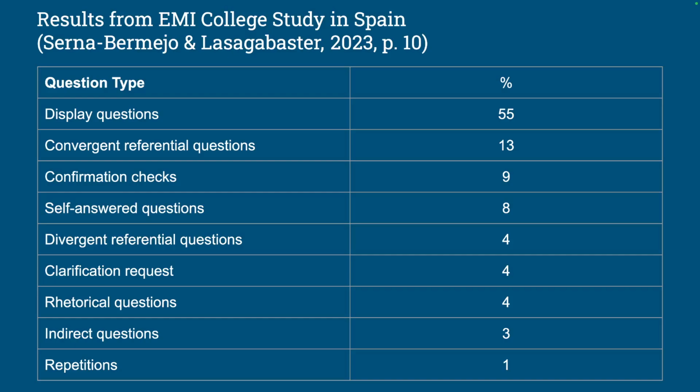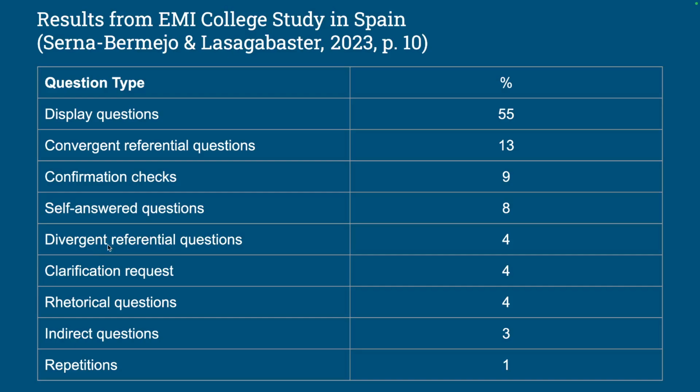So you can see here, we've got display questions, 55%. So that's when I already know the answer and I ask you a question. And then we got convergent referential. So I don't know the answer, but remember it's convergent, which means the student cannot really give a deep answer. It's usually just a few words. Confirmation checks, 9%. Self-answered questions, 8%.